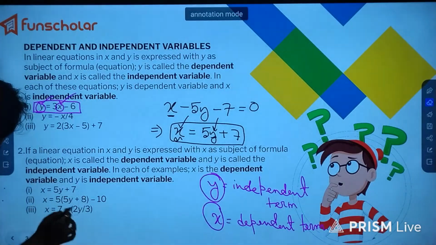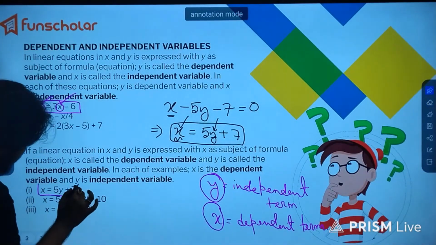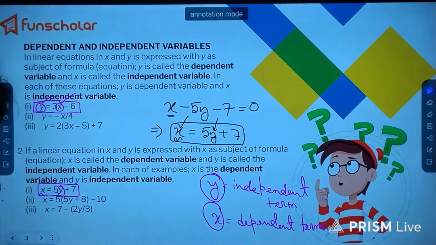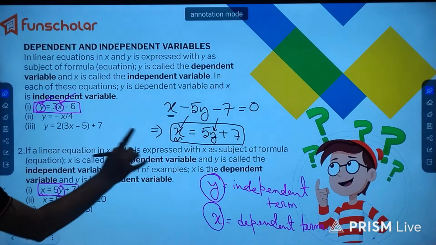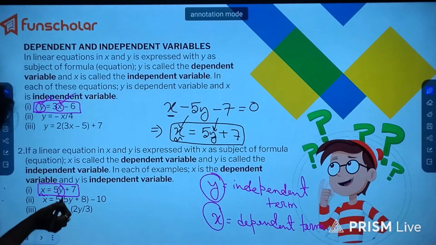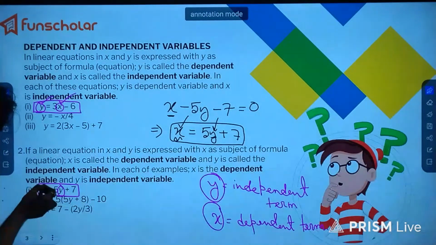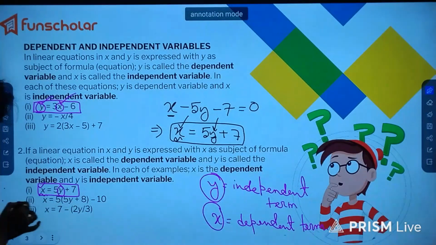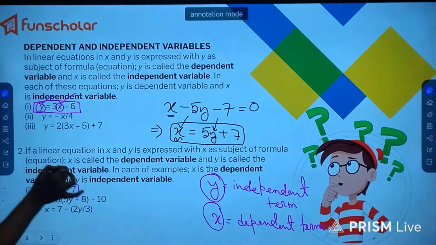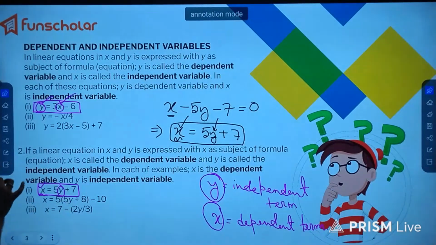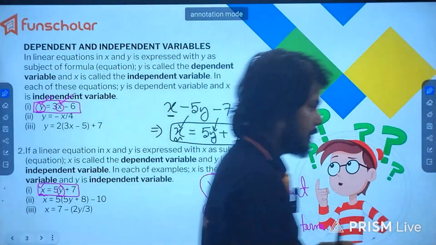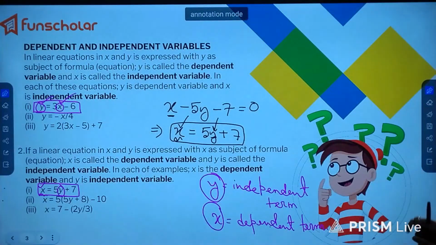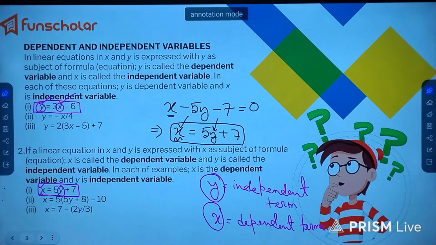Similarly, for this case, if you see it carefully, the value of x here is totally dependent on y, as I have already mentioned, because for different values of y we will get different values of x. Here y is the independent variable and x will be the dependent variable, which is totally dependent on the independent variable. Is it clear or not? You can take a screenshot.